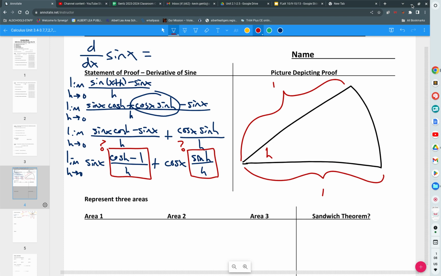Okay, now we've got a couple more things we're going to do here. And so these pieces you want to add in. We are going to add in a segment there and a segment straight down.